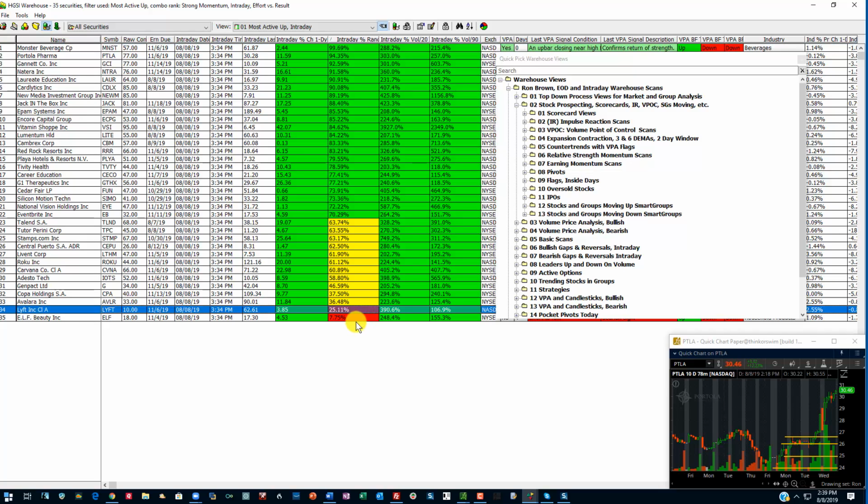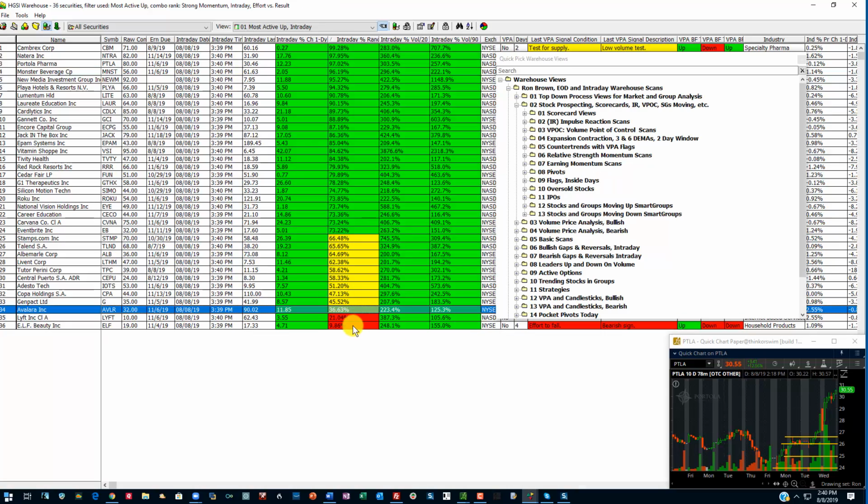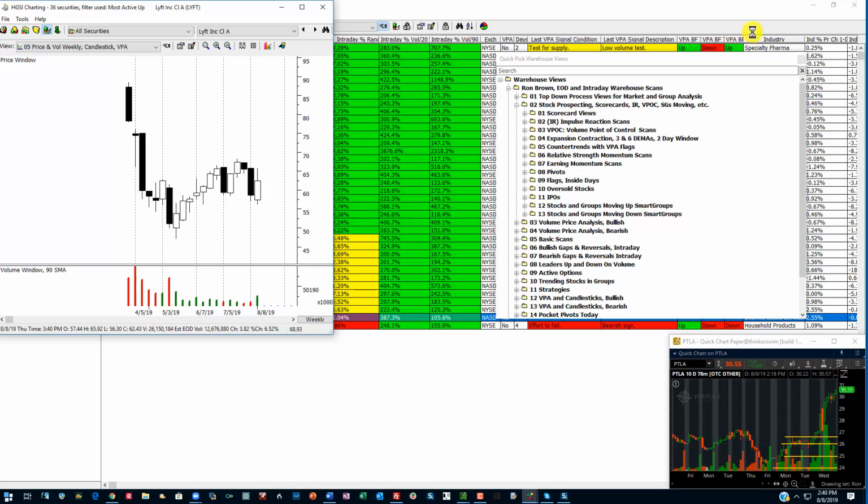Now here's some stocks that meet the criteria, Lyft being one of them, and ELF Beauty, which are near the bottom of their trading ranges. So if you chase these most active, you may get lucky and hit one or two, or many. I mean, some of these are holding up really well, and we only have 20 minutes to go in the day. But let's look at Lyft here.